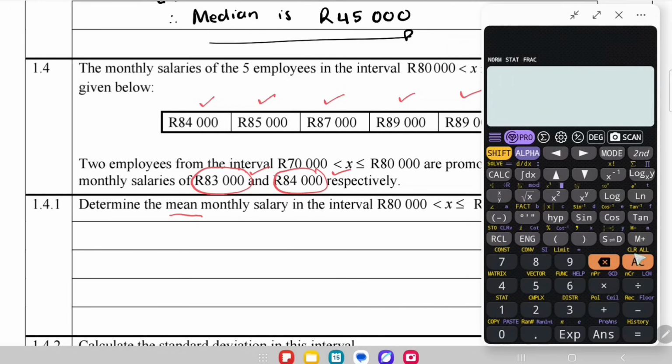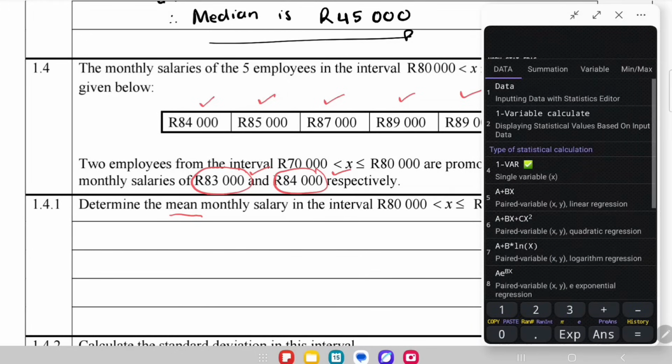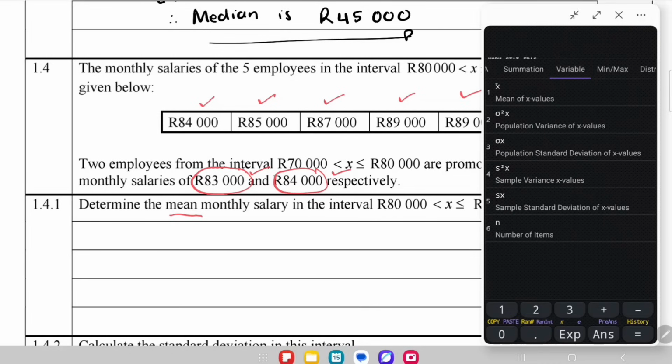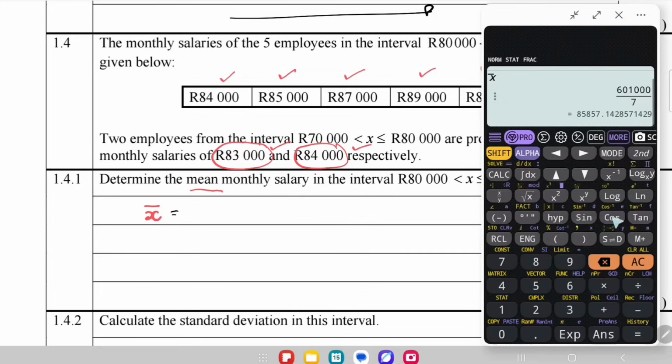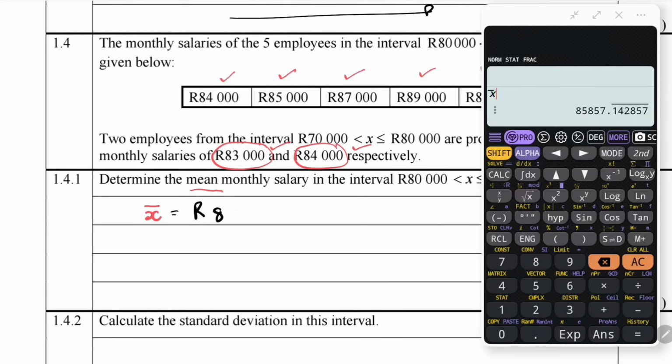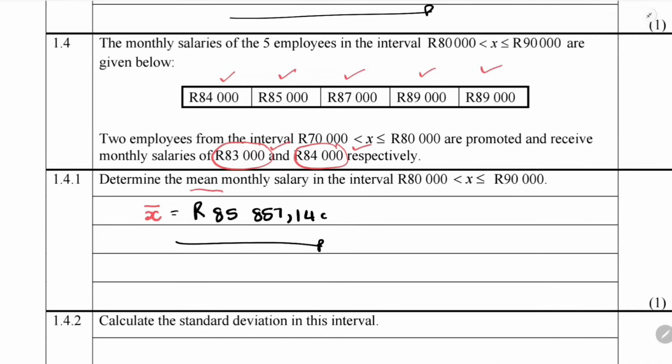Okay, and then we'll press AC, Shift, and 1. And then we're going to go for option number 4, which says VAR, so that we can just see the information about the variables. Now, we're looking for the mean, so we'll just go for the mean of those X values. And we'll just put it in decimal form. So the mean is 85,857.14 cents. Okay, so that is the mean, and that is our answer.